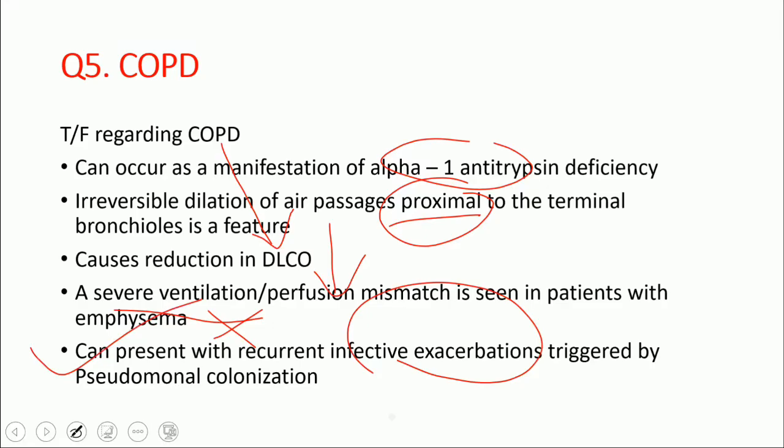Right? Pseudomonas, not only in COPD, we see in other chronic respiratory diseases like bronchiectasis, for example. Right? Pseudomonas infection. Right. And that is why people who have recurrent bad exacerbations, we sometimes treat them with something like ceftazidime to cover the Pseudomonas.